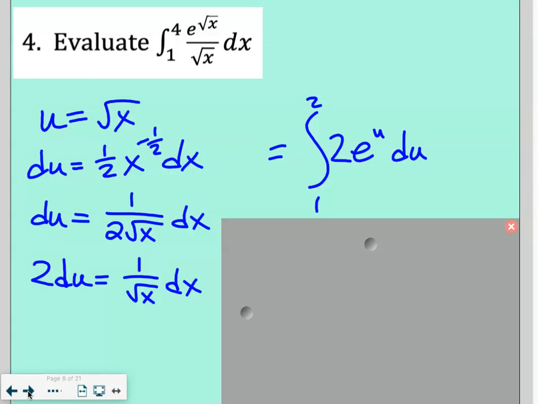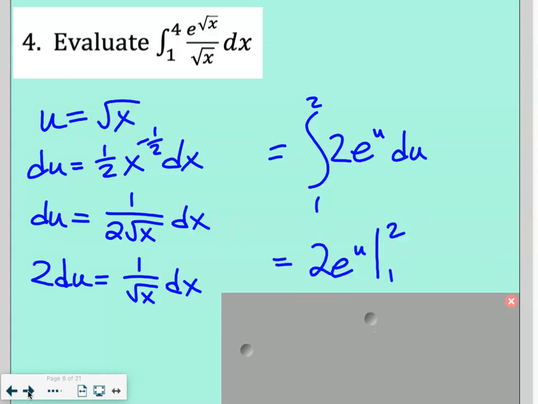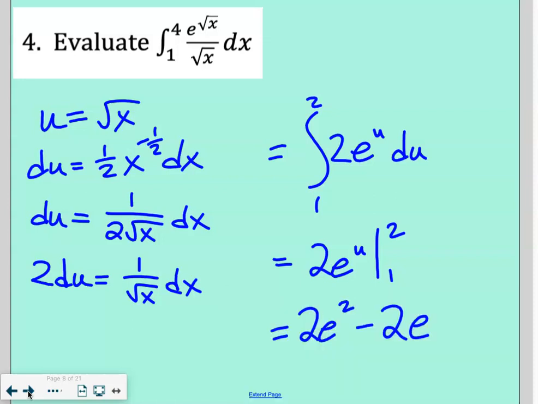Now this is a happy integral, right? What's the antiderivative of e to the u? E to the u, right? Derivative of e to the u is e to the u, antiderivative of e to the u is e to the u. So antiderivative of 2e to the u is 2e to the u from 1 to 2. That sounds like a limerick. So odd. And then you just plug in and you get 2e squared minus 2e to the first.